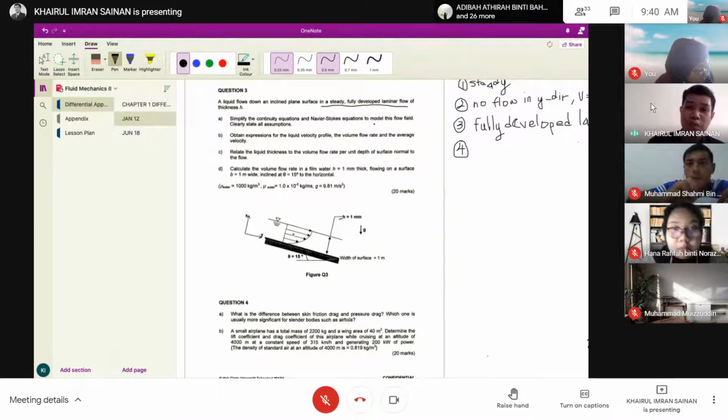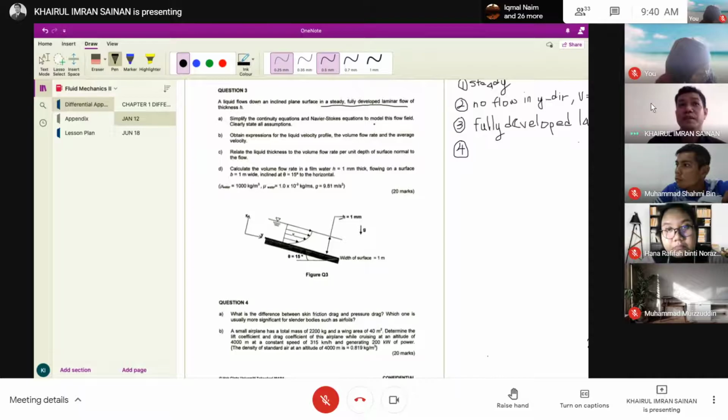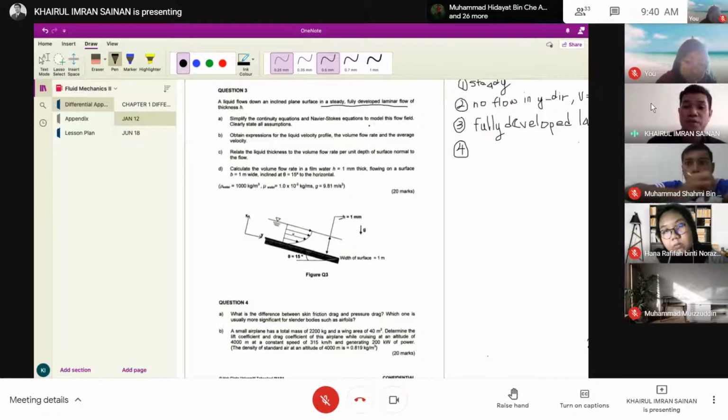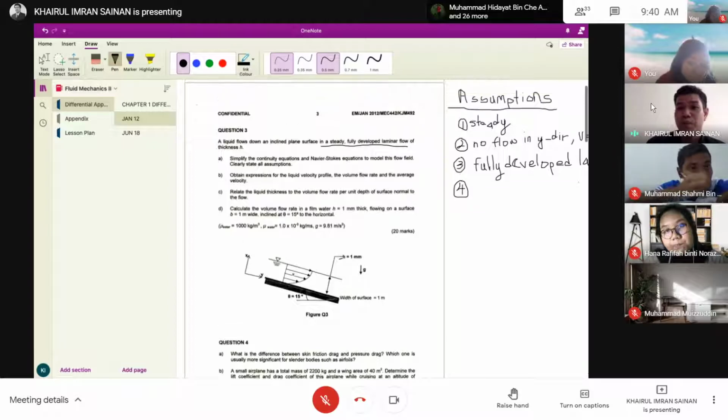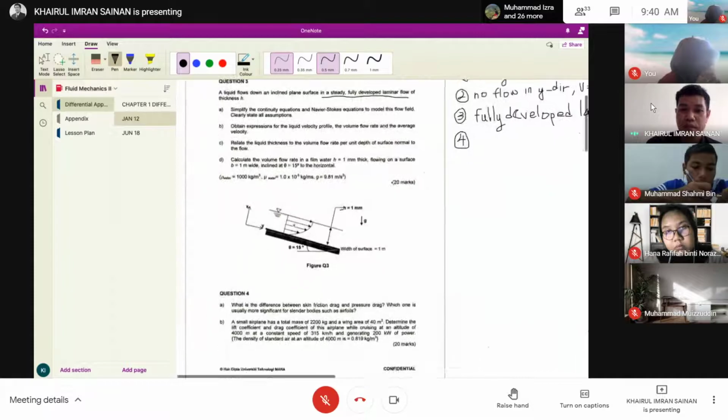Even though they didn't tell us, we should assume that it is steady flow and fully developed. If not, we're not able to solve the problem. If not fully developed, because there is a change, how do we solve it? So assume number 1 and number 3, steady and fully developed. Simplify the continuity equations and Navier-Stokes equations to model this flow field. Clearly state all assumptions.